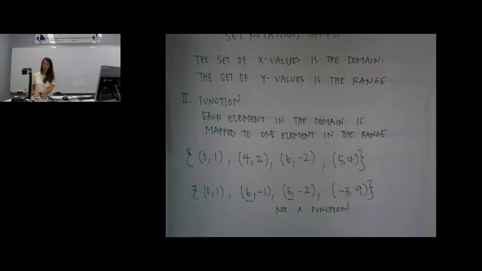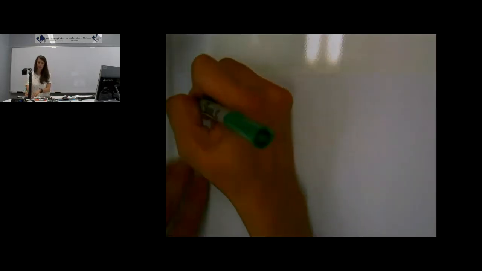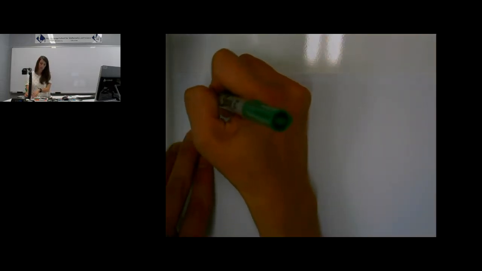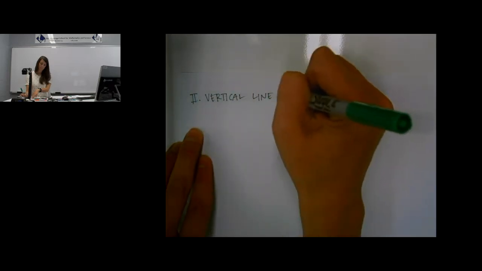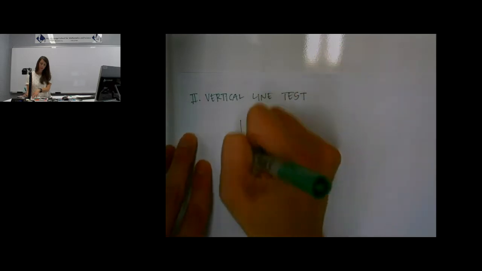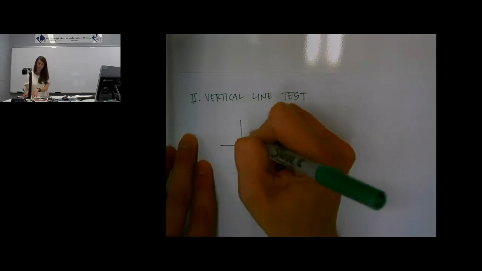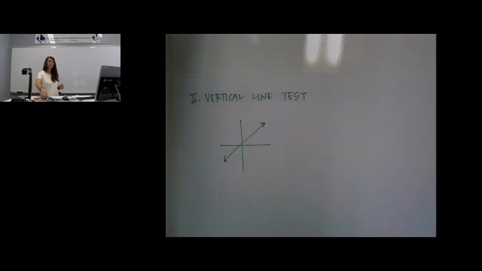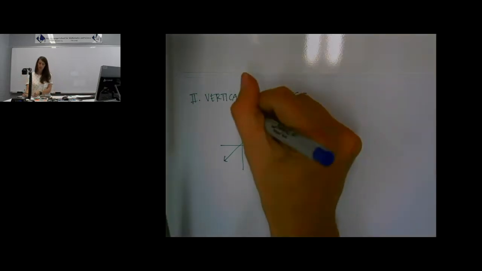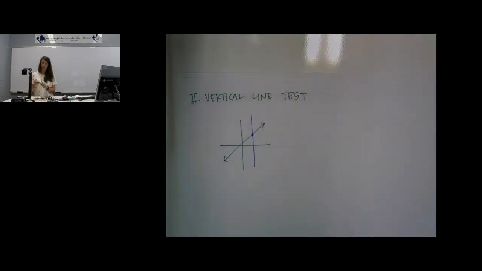Also, you can look at a function by passing the vertical line test. If you looked at a graph, let's look at a linear equation as a straight line. A vertical line test is if you draw a straight line through the graph and it touches the graph in only one spot, then it's considered a function.